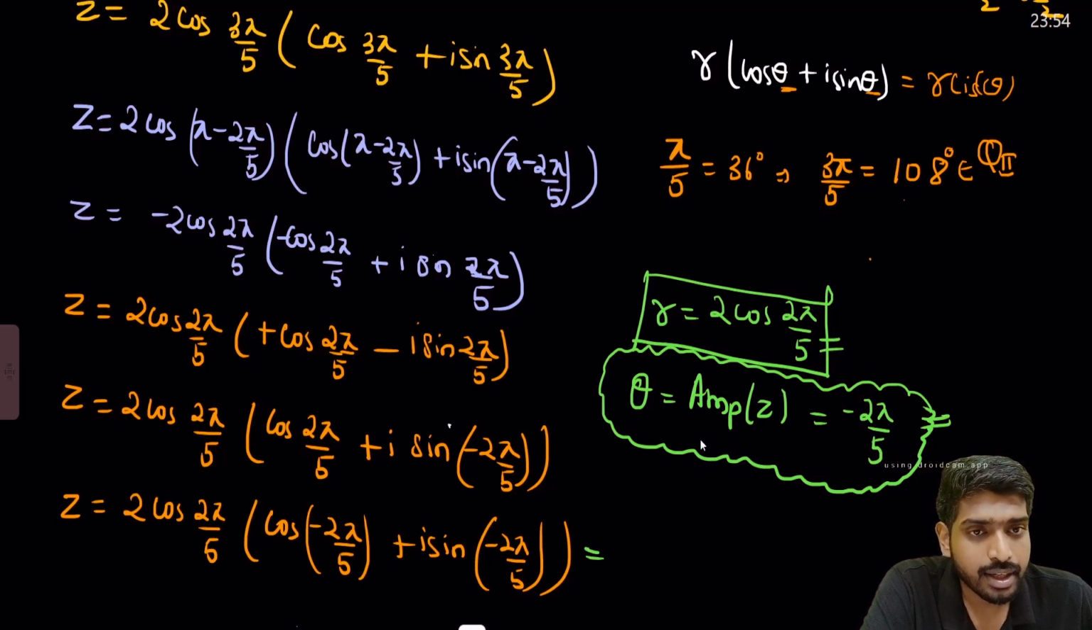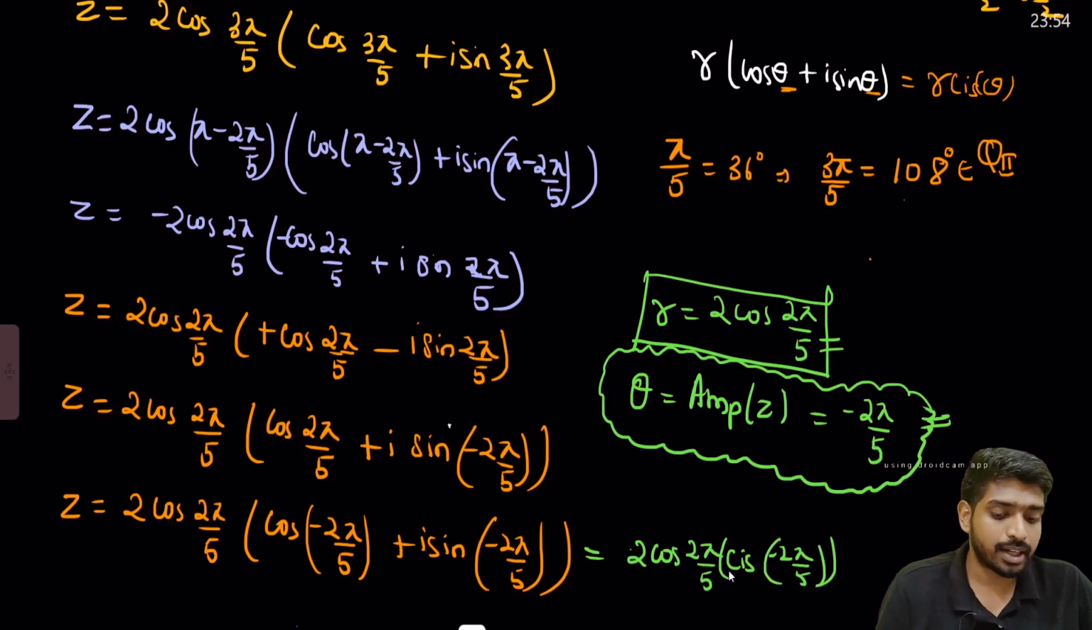We can write it in this form, or we can write in r cis theta form, meaning r is 2 cos 2 pi by 5, cis theta, where theta is minus 2 pi by 5. Like this also we can write. Understood?